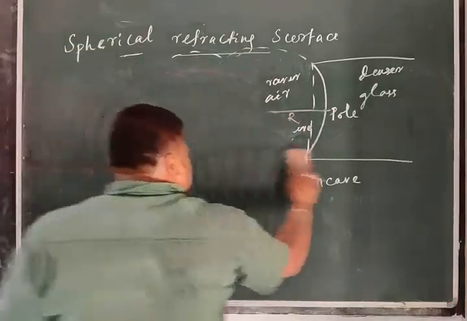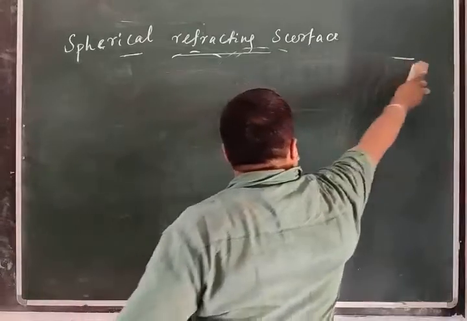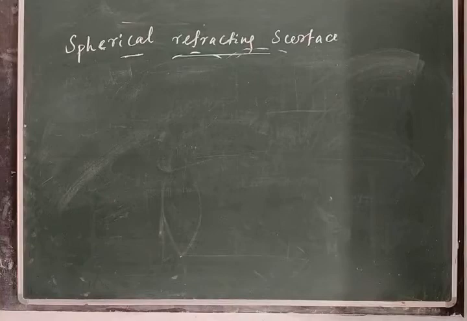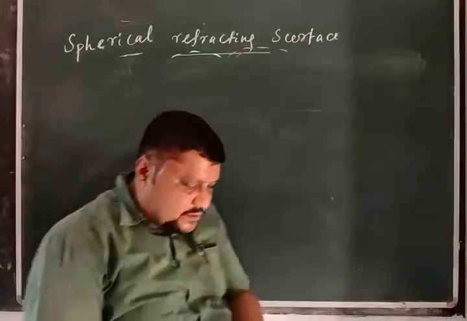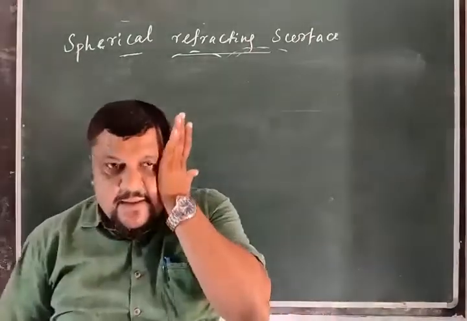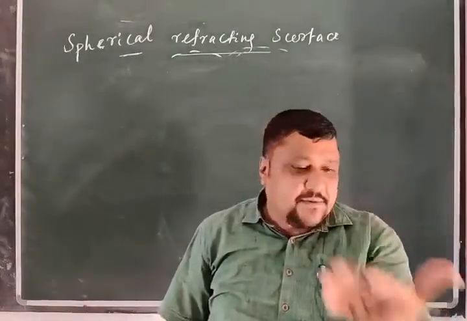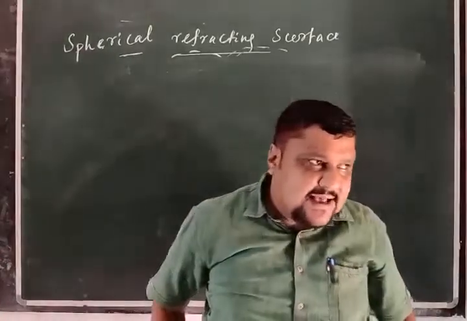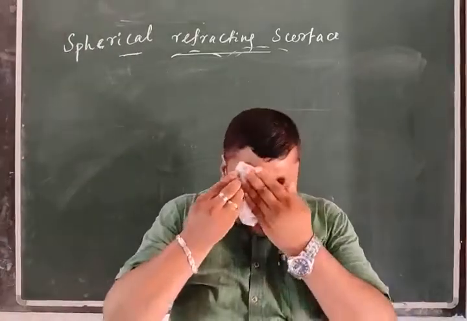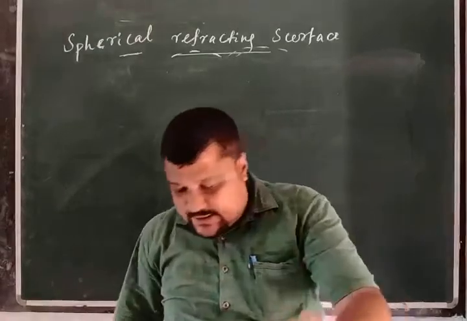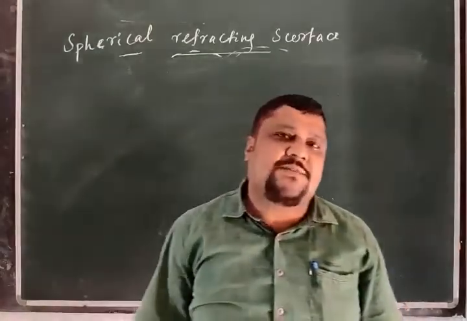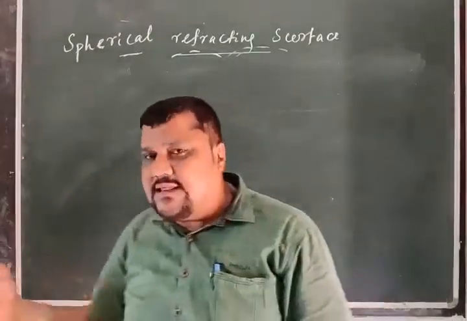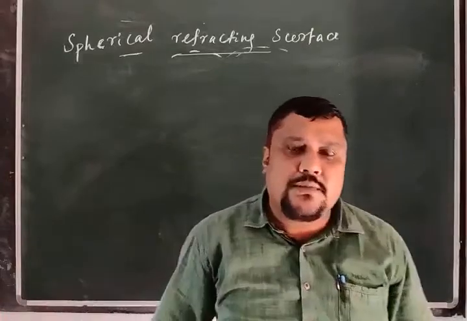Then the other part is, again I am repeating, the sign convention. This is the most important thing in optics. Without the sign convention, we cannot use the formula, or you cannot use the object distance, image distance, radius of curvature and focal length. As I already told in reflection on spherical surfaces, the same sign convention we will use here. Number one, all the distances should be measured from the pole.